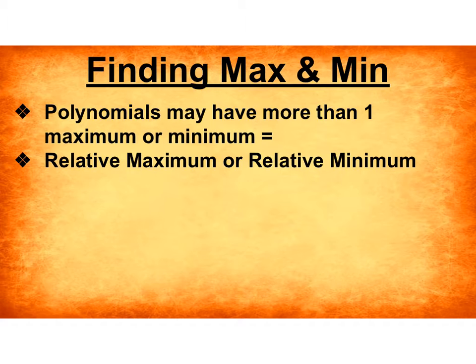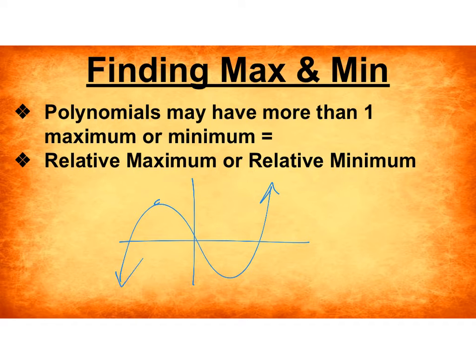So finding the max or the min, we did this with quadratics, but polynomials may have more than one max or min. So when we think about them, if they look like this, this is a max and this is a min. So we call those relative max and relative min.